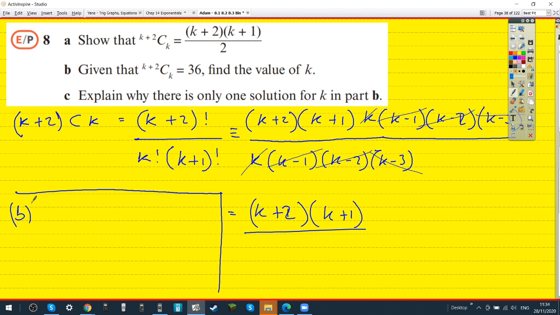So would you write out brackets k plus 2 choose k equals 36? You could. What is that? K plus 2 choose k equal to 36. What else is it equal to? K plus 2, k plus 1 over 2. And so that's, yeah, what I would use.